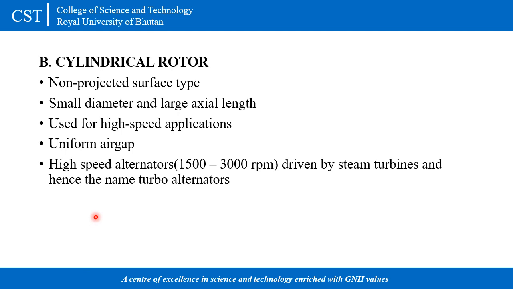Next type is cylindrical rotor. Cylindrical rotor is a non-projected surface type, with small diameter and large axial length, and they are used for high speed applications, and the air gap is uniform unlike salient pole rotors. High speed alternators that range from 1500 to 3000 rpm are driven by steam turbines, hence they are called turbo alternators.